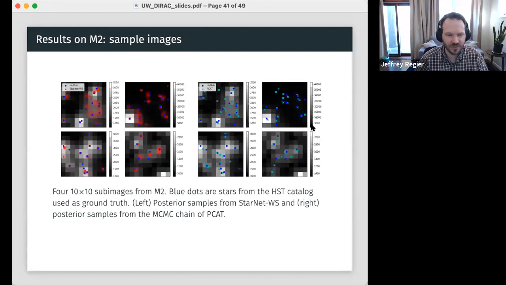Concretely, we can also look at samples from the posterior to get a feel for how good the uncertainty quantification is in all these algorithms. The blue dots are again from the Hubble catalog, and the red dots are samples from the posterior distribution. Ideally, you'd like a lot of red dots clustered tightly around the blue ones. And it looks like Starnet is clustering points pretty tightly around a lot of the true ones. Here it seems to miss one of the two stars, but compared to the alternatives, its samples from the posterior are lying quite close to the true stars.